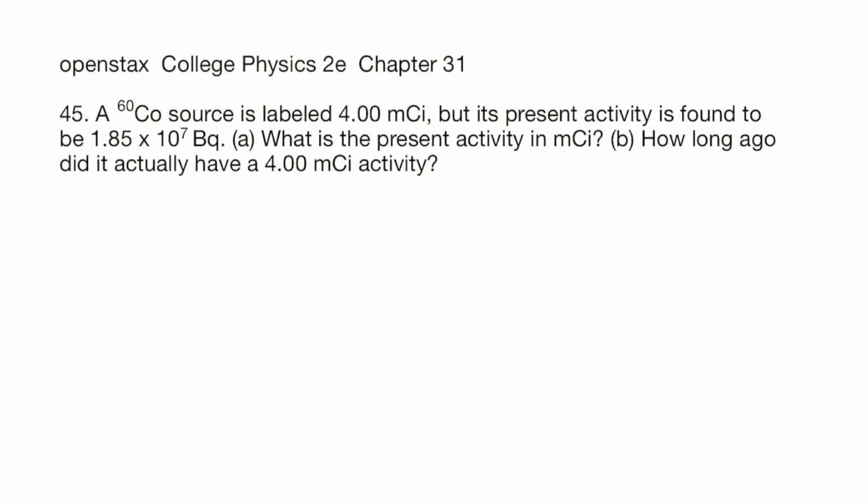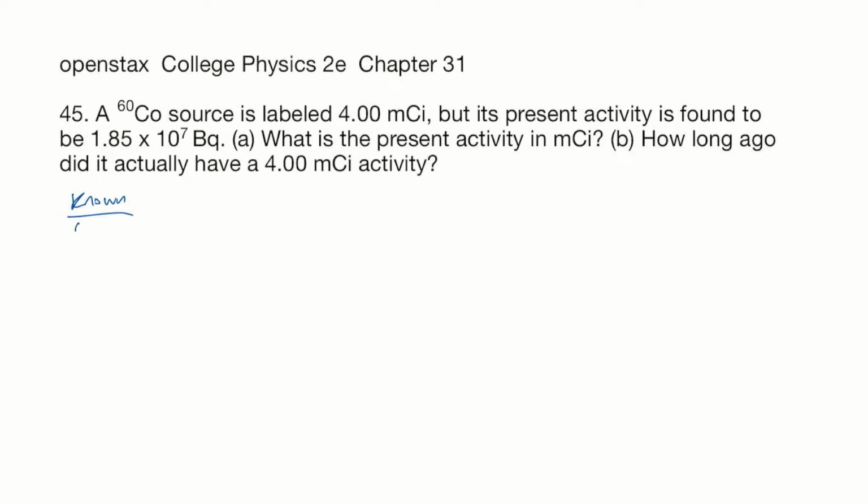In this problem, we have a cobalt source. It's labeled with 4.00 millicuries, but its present activity is found to be 1.85 times 10 to the 7 becquerels. So we need to figure out what the present activity is in millicuries, and then how long ago did it actually have the 4 millicurie activity. Okay, so let's start with what we know.